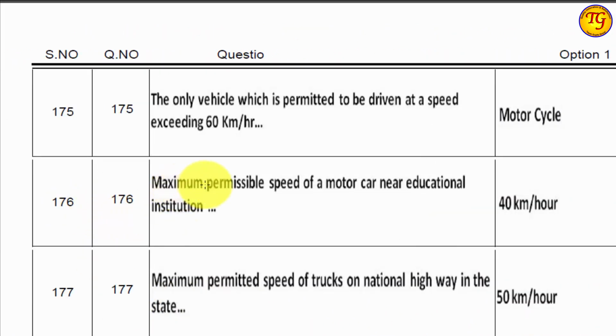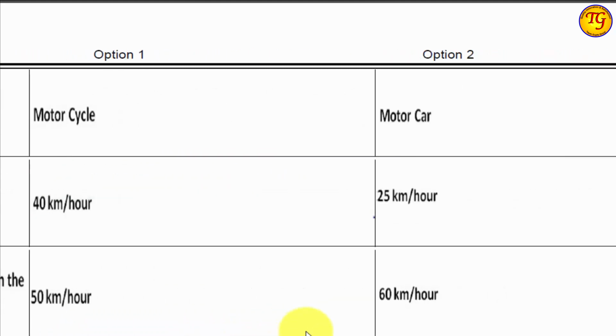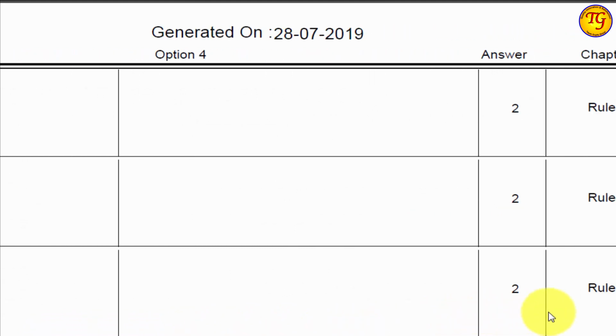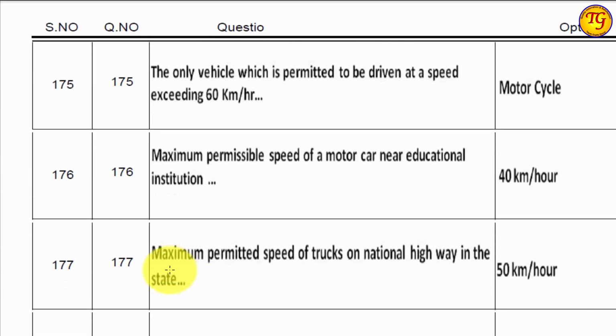Next question, friends. The maximum permissible speed of a motor car near an educational institution. So I think that this is 25 kilometers per hour. Option number 2. Yes, option number 2 is the correct one.